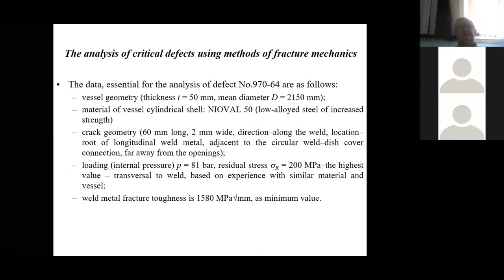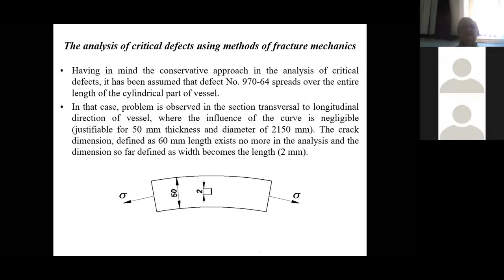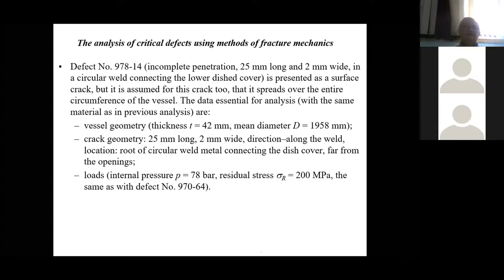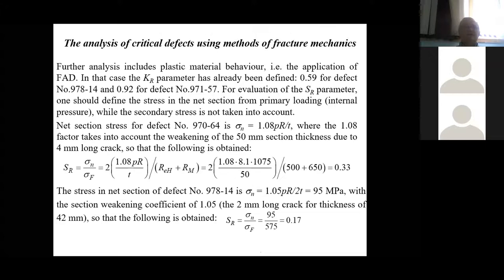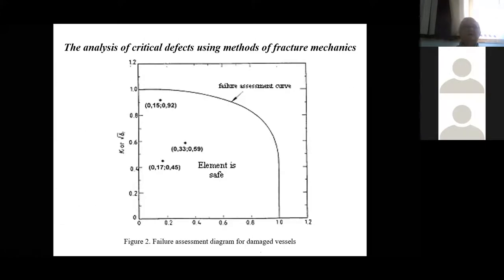So once we applied all this, here you have some concrete data, which I will skip over. Here is a cross section for one of these defects. Here is the other one. And the final one, which was the most complex and most dangerous. But in all these cases, we got the final result as shown here. So all three points, which were conservatively estimated, were in the safe region.